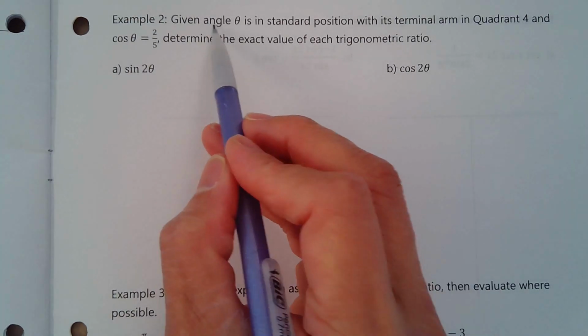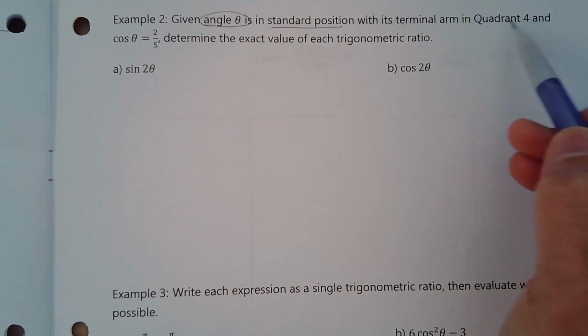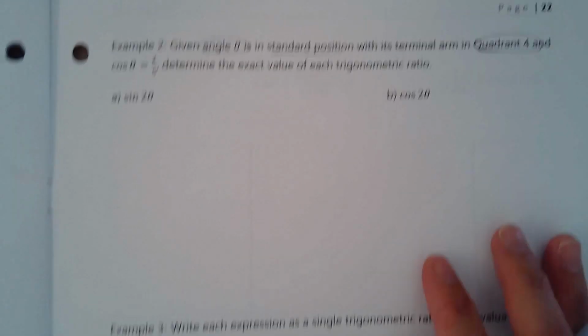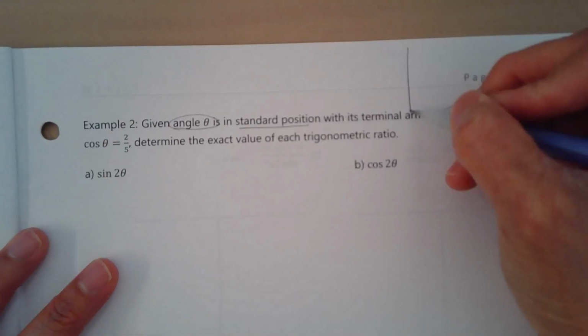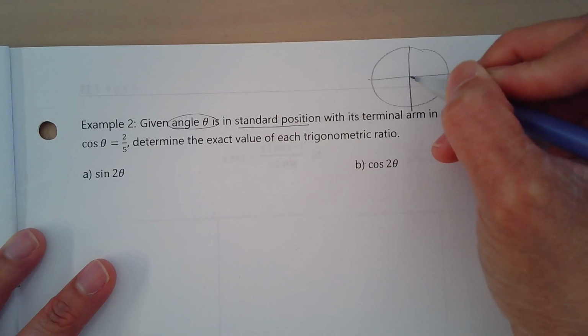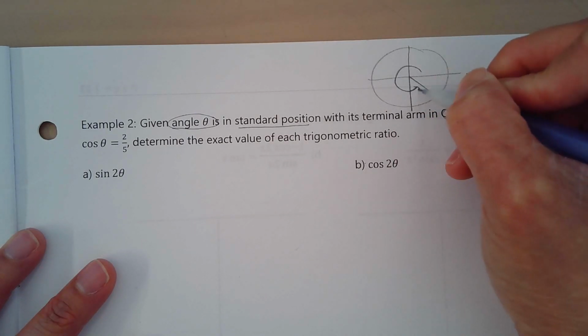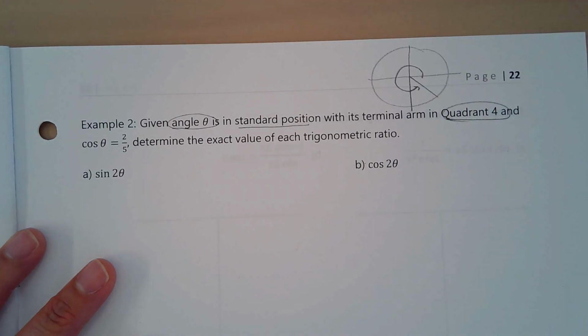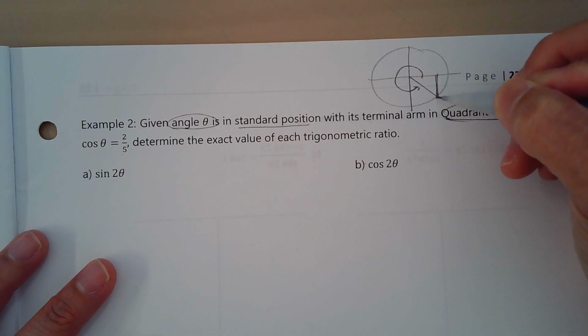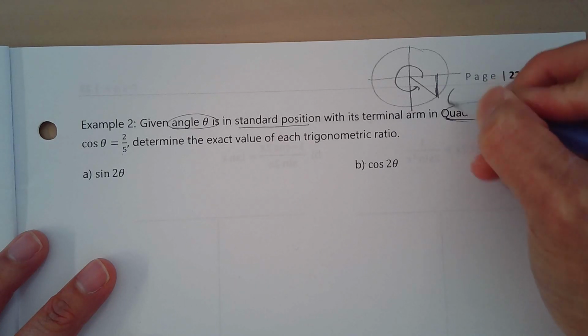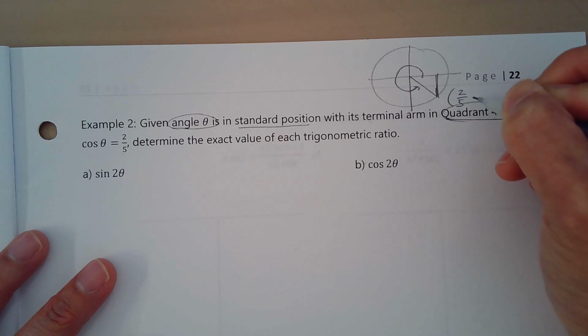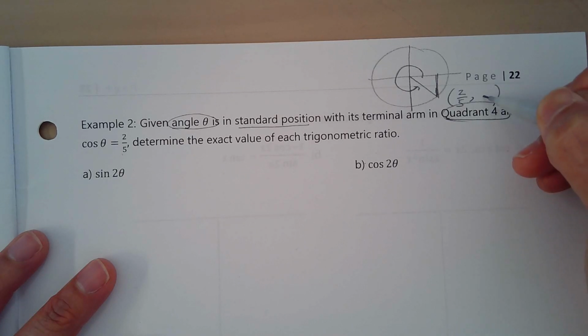So it says here, given the angle theta in standard position with its terminal arm in quadrant 4. Okay, terminal arm in quadrant 4. So it would be somewhere around here, right? So cos is 2/5, which makes sense. Cos is positive in here, right? Cos is 2/5. What is the sine? We don't know yet, right?